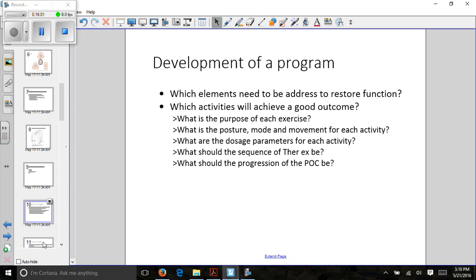All right. So number one is, how am I going to restore function? So I need to be able to look at this person, see where they're lacking, and then have an exercise program that is going to specifically address those issues. Then I need to decide what are the best activities to achieve that outcome. All right. So if I need somebody to have increased hip extensor strength, yet I can't get my patient in standing, maybe I'm going to do something in supine. Maybe I'm going to do something in side lying.